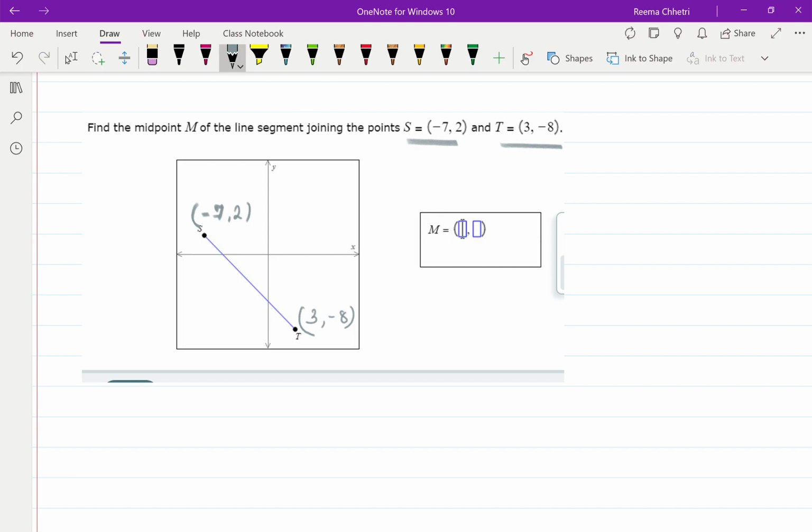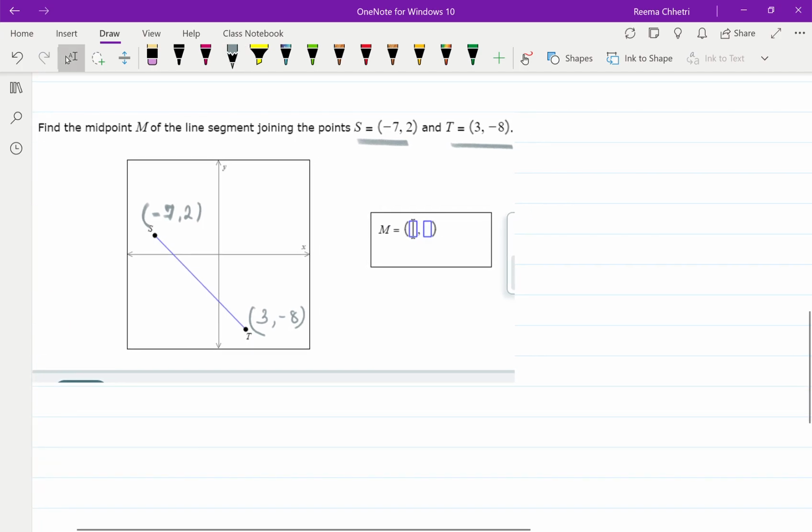For finding the midpoint, we will use the formula. Since it is in a coordinate plane, it will have x and y, right? So x1, y1, x2, y2. Any one you can choose as x1, y1 and x2, y2. I've chosen S as x1, y1 and T as x2, y2. Now let's use the formula for the midpoint.